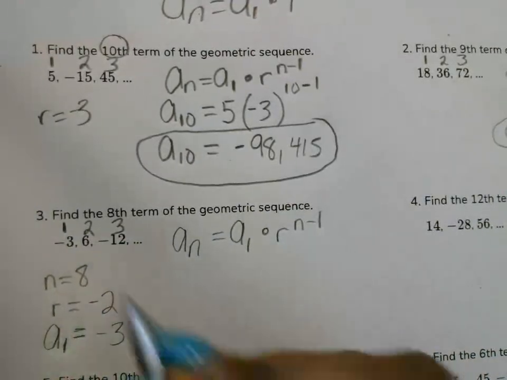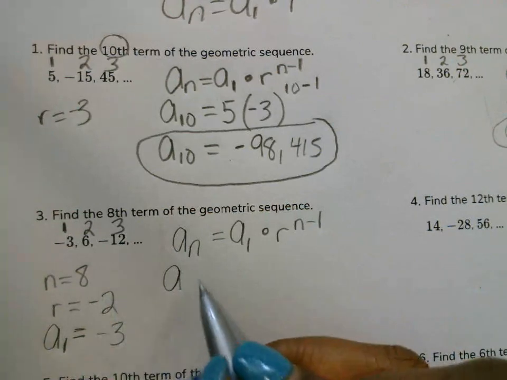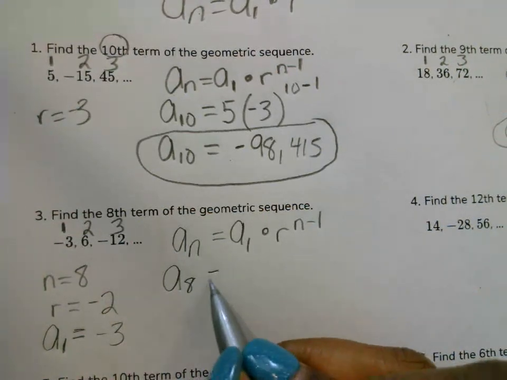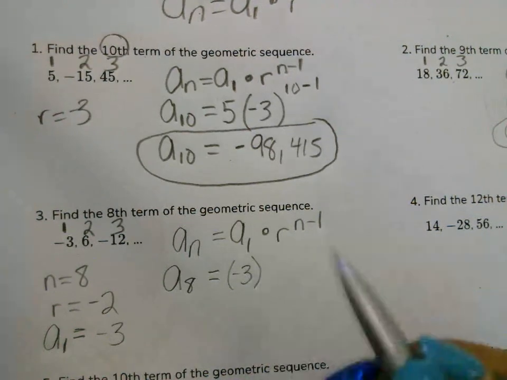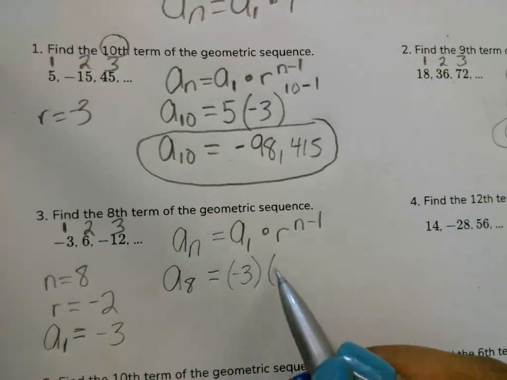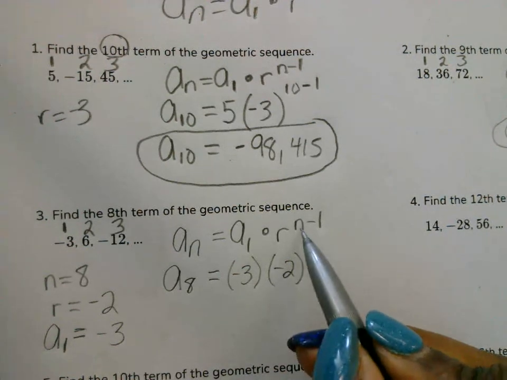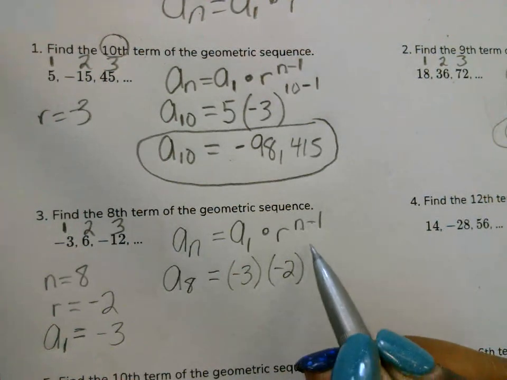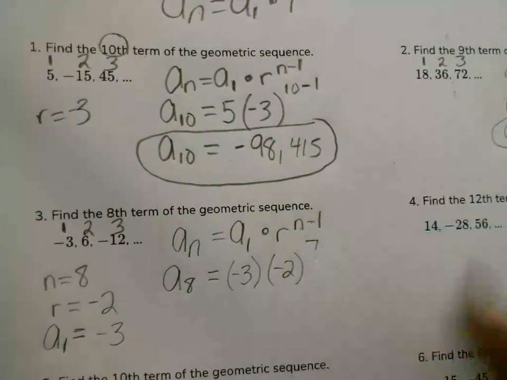Maybe it'll help if I write this out to the side. So now I have a sub n. My n is 8. I'm looking for the 8th number in the list. Equals -3 times, what's my common ratio? -2 raised to the what? 8 minus 1. What's 8 minus 1? 7. Is it okay that I put 7 or you need to put 8 minus 1? Okay.